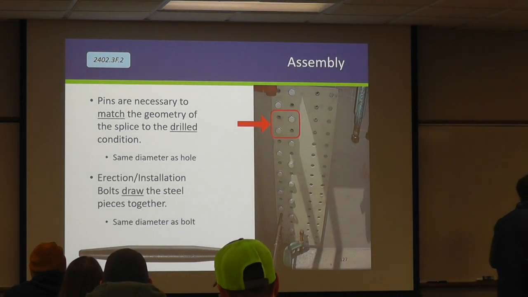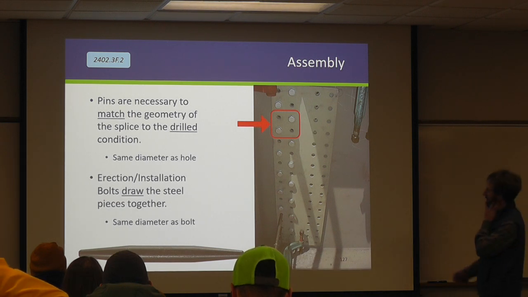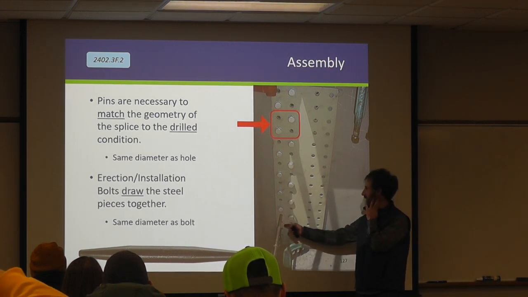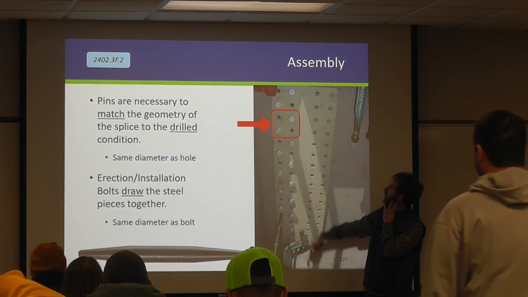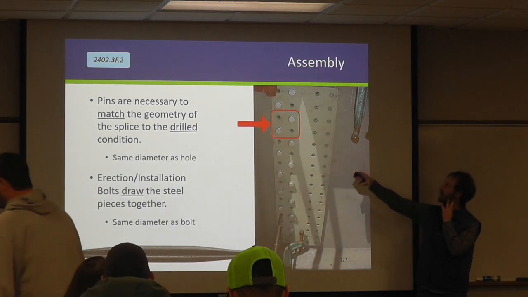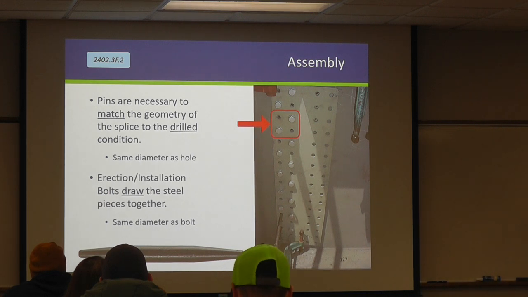Pins. Passing that pin around right now. Pins are necessary to maintain geometric control in the drilled condition because they're the same diameter as the hole. We also have erection and installation bolts that are going to draw this together. So you can see this is an undersized pin. Contractor's already got a bunch of bolts in. And if you look really closely, you can see a little half moon in there, right? Pins help prevent that.